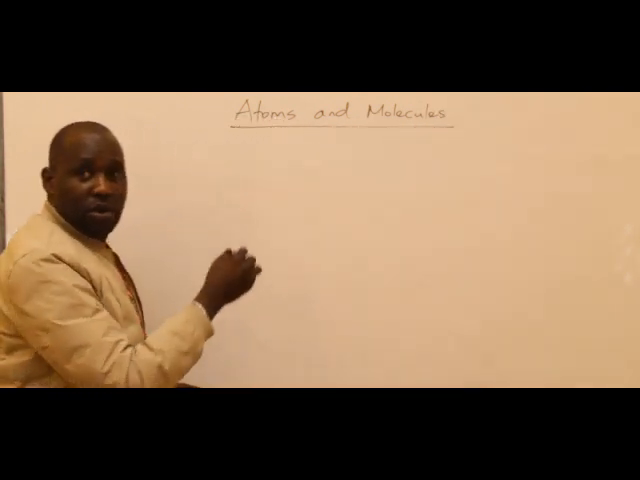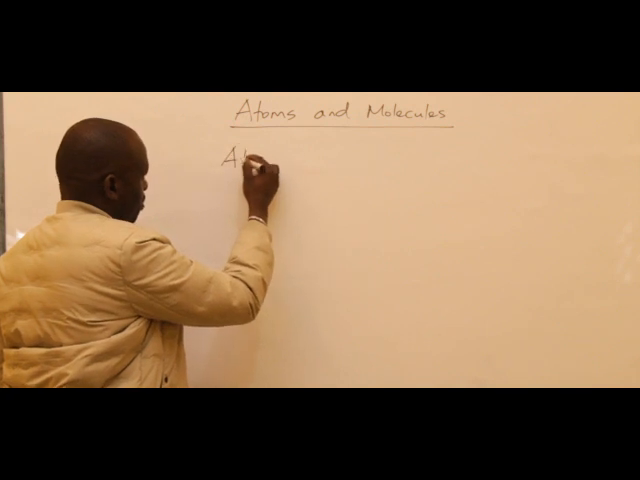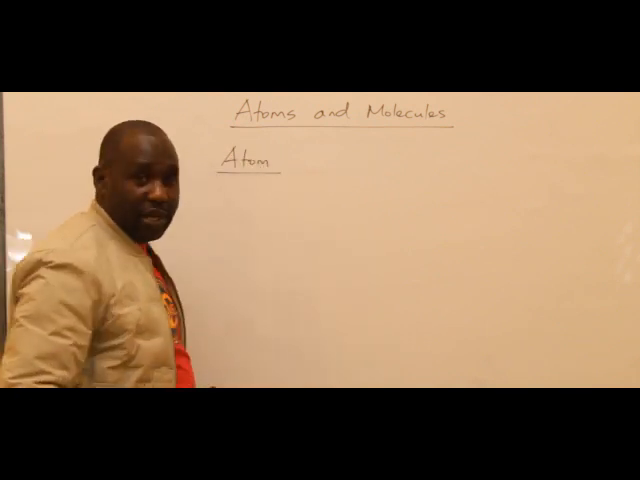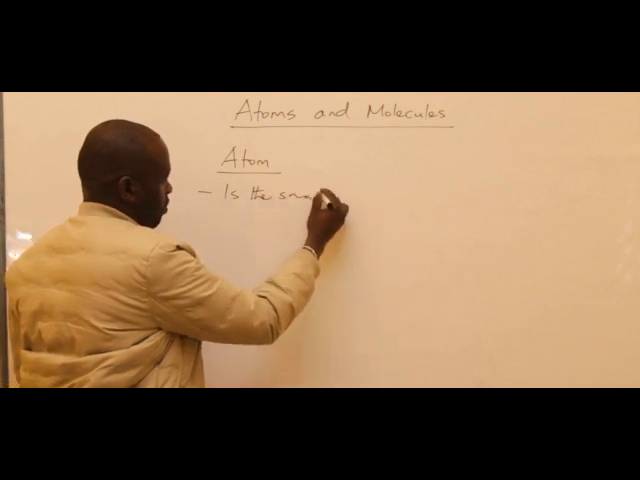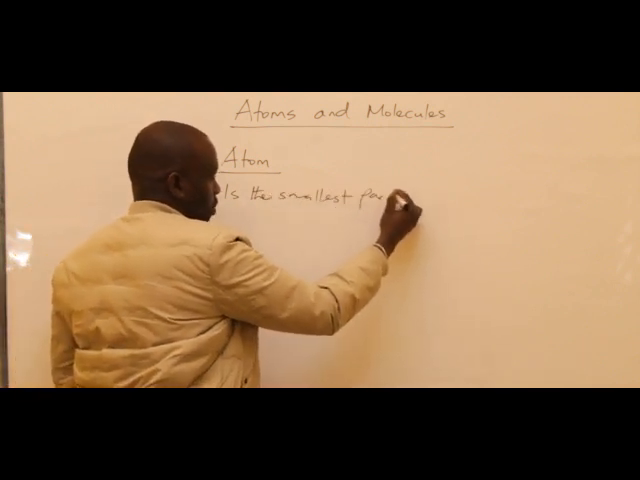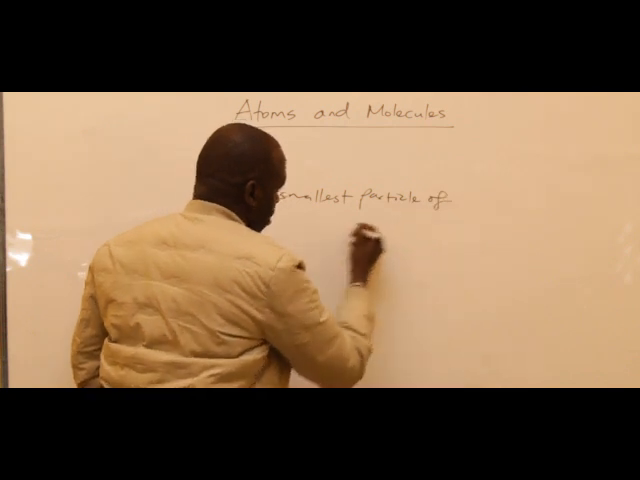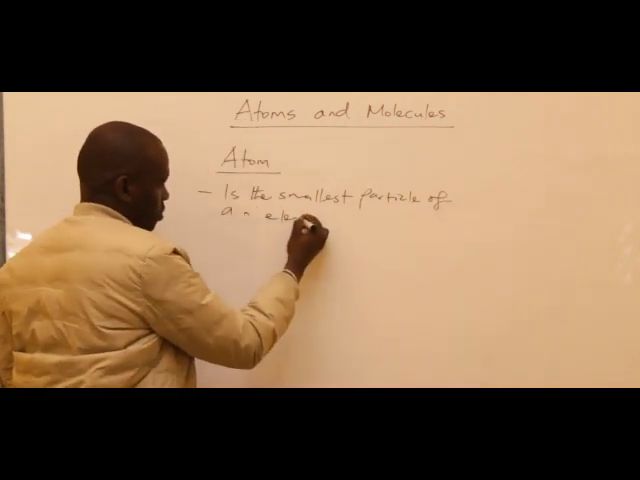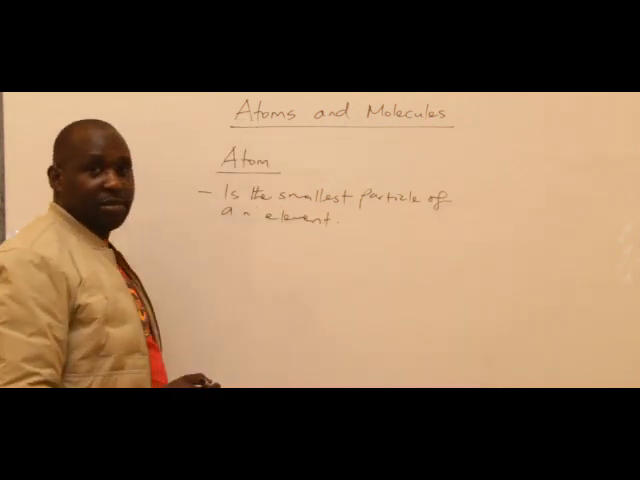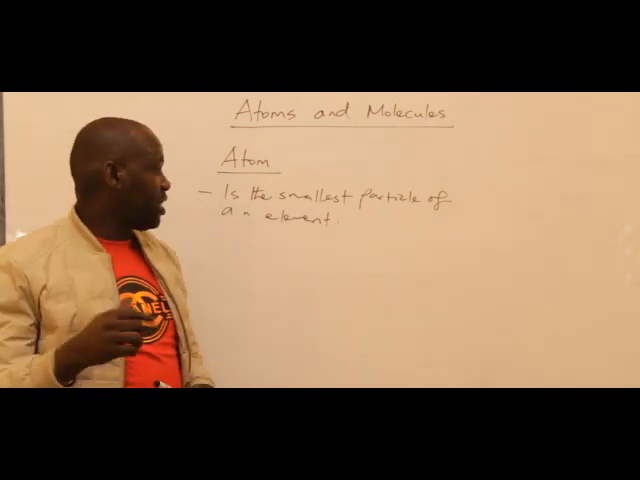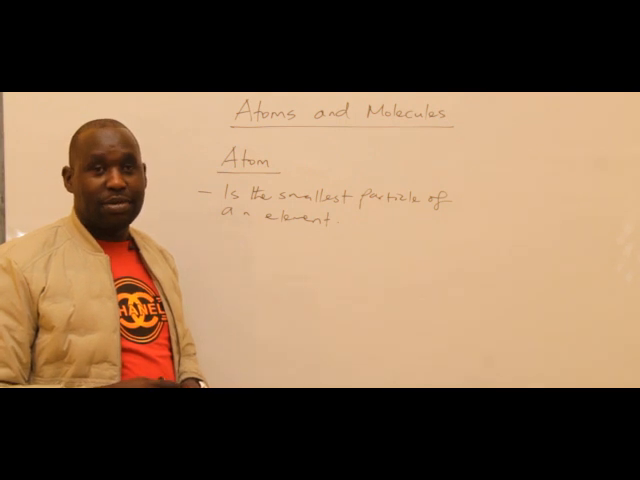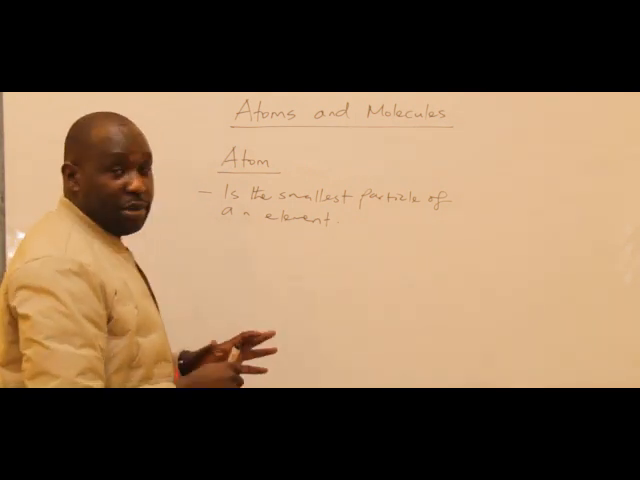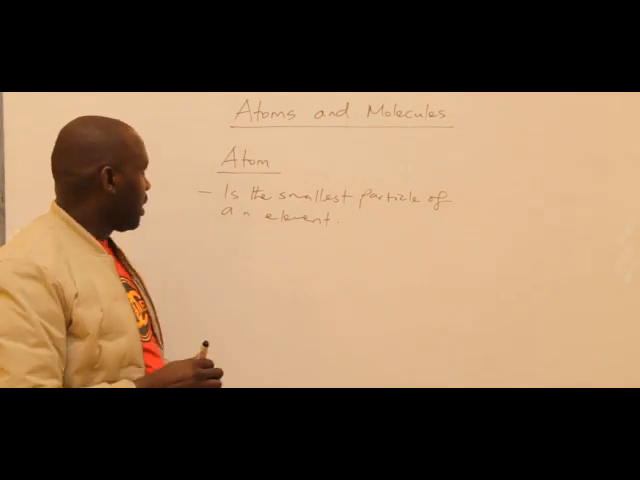So first, what is an atom? We say an atom is the smallest particle of an element. An atom is the smallest particle of an element that can take part in a chemical reaction. We all know what an element is. An element is a pure substance that is made of only one type of atom.